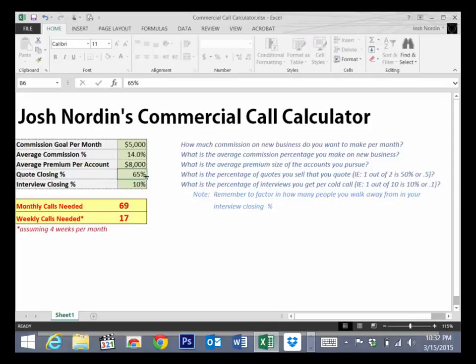Now, I've given us a pretty lenient closing ratio because really, if you're hitting your target markets, and especially have assessed your classes of business on that first slide we saw, where you're trying to determine those factors for pursuing a class of business, you should be closer to the 70% range.